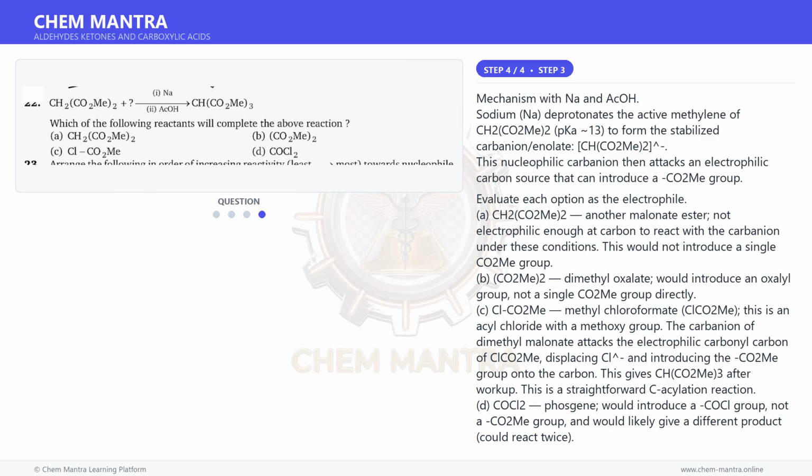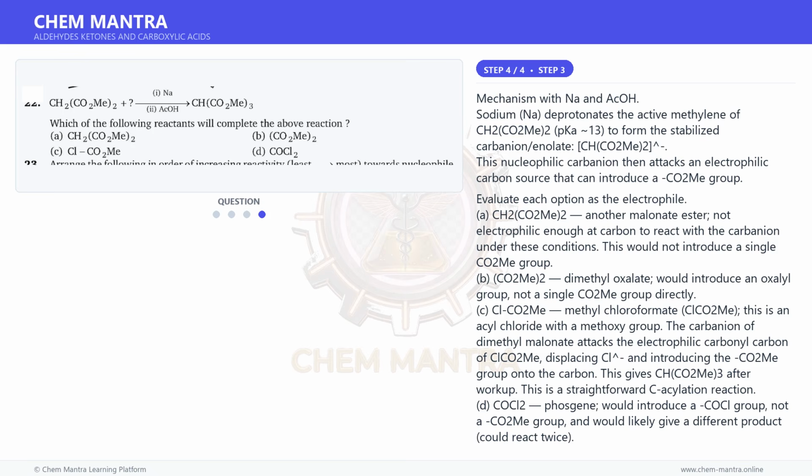And for the final step, the mechanism with Na and AcOH. Sodium, Na, deprotonates the active methylene of CH2(CO2Me)2, pKa about 13, to form the stabilized carbanion enolate, CH(CO2Me)2-. This nucleophilic carbanion then attacks an electrophilic carbon source that can introduce a CO2Me group.